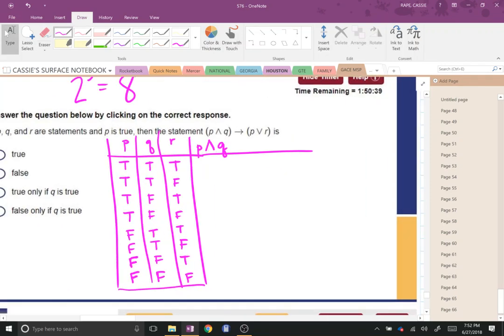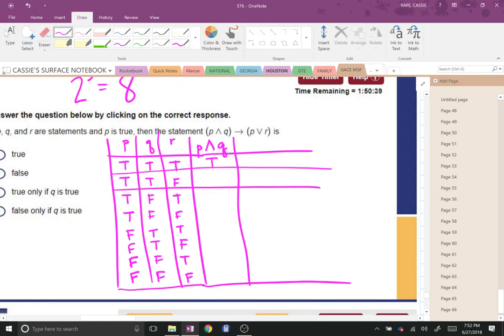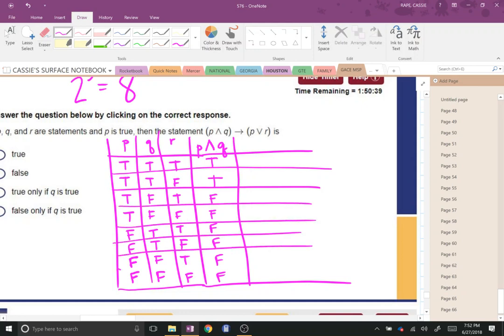All right, so what I'm trying to figure out then is, are P and Q true? If they are, I can put true. If they're not, I have to put false. So P and Q right here, they're both true, so this is true. Here, P and Q are both true, so this one's true. All the way down, though, none of the rest of them are both true, so I have to put false, false, false, false, false, false. Does that make sense so far?